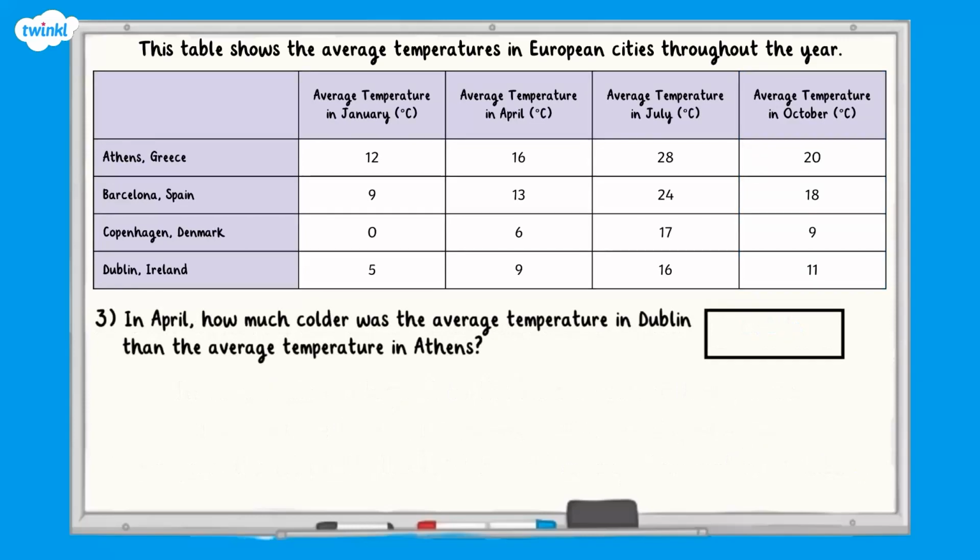Question 3. We are comparing two temperatures here, so we need to find the difference between the average temperature in Dublin, which was 9, and the average temperature in Athens, which was 16. 16 subtract 9 equals 7. So the answer is 7 degrees Celsius.